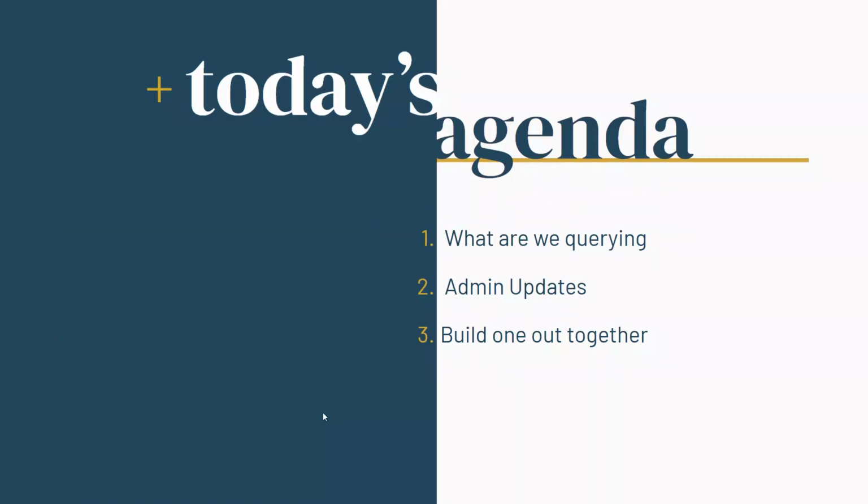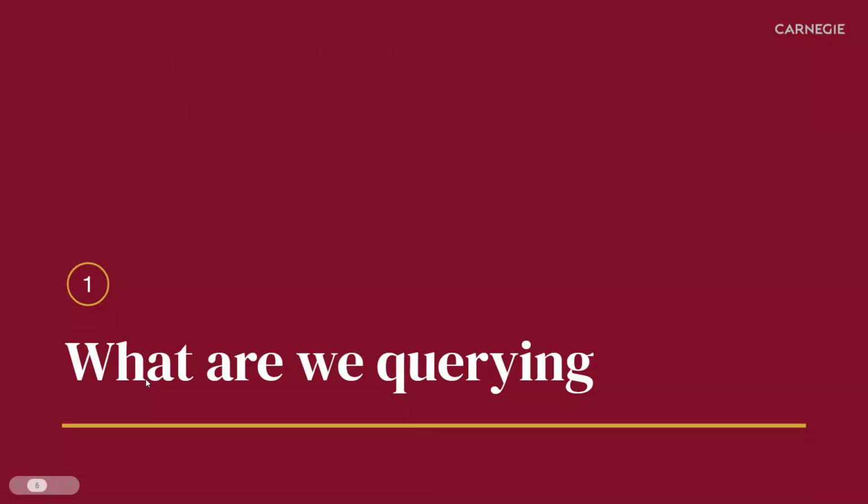But today's agenda is figuring out what exactly we are querying across our entity rows, how we are accounting for our admin updates, because we know students can go kind of fast between one place to another, and they might forget to check out. How do we account for that in our calculations? And then we're going to build one out together.